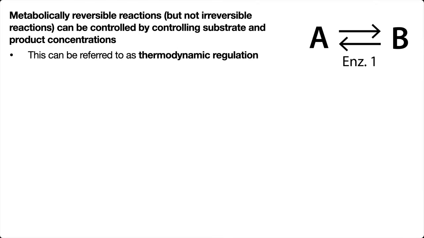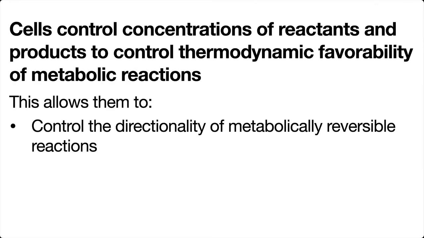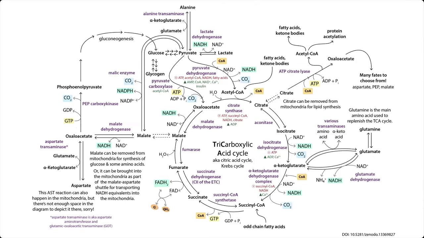Now let's talk about why it matters whether something is metabolically reversible or irreversible, and how that dictates how flow is controlled through metabolic networks. Metabolically reversible reactions, but not the irreversible ones, can be controlled just by controlling the substrate and product concentrations, and we refer to this often as thermodynamic regulation. By controlling the amounts of the products and the reactants, remember those are intermediates of pathways, we can control the directionality of the reactions in those pathways.